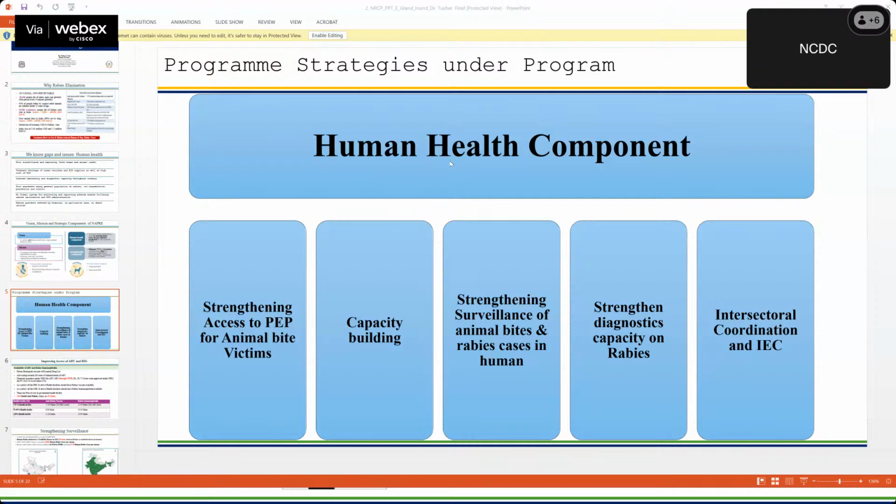So what are the efforts being undertaken by the program for improving access to the anti-rabies vaccine and the rabies immunoglobulin? First of all, we incorporated these rabies biologicals as a part of the essential drug list of the National Health Mission.